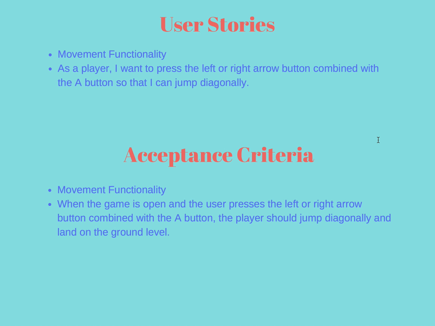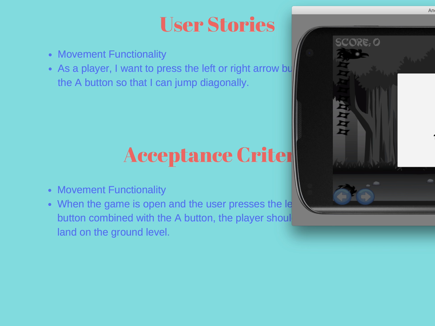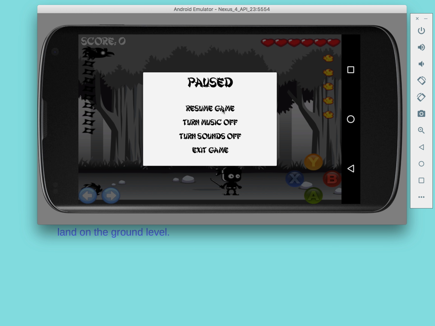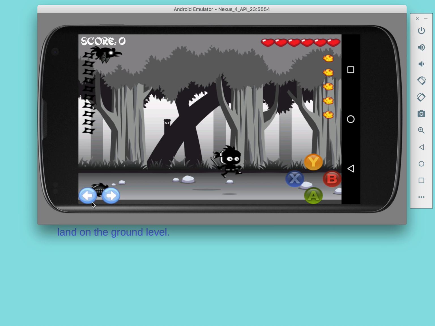For my next user story, I have: as a player, I want to press the left or right arrow button combined with the A button so that I can jump diagonally. And the acceptance criteria for that is that when the game is open and the user presses the left or right arrow combined with the A button, the player should jump diagonally and land on the ground. Alright. Jump, arrow, move.